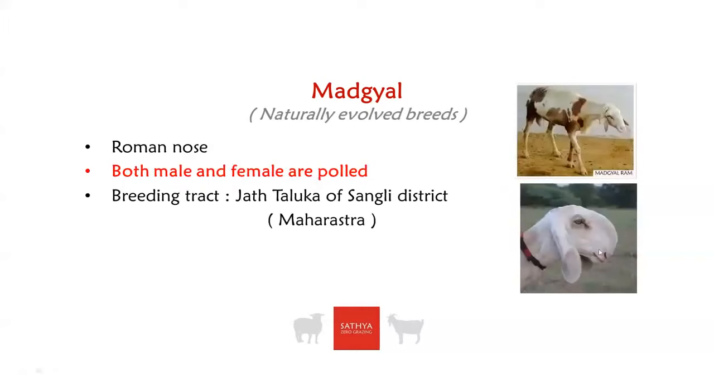It has a Roman nose. Here in this picture, you can appreciate the Roman nose. And a surprising thing is both male and female are polled. In the above picture, you can see this is the breeding ram, without horns. The breeding tract is Sangli district of Maharashtra. This breed is available in a few parts of Karnataka state also.